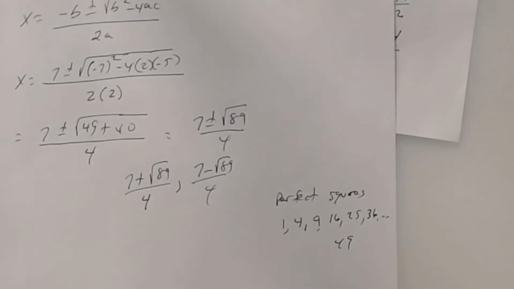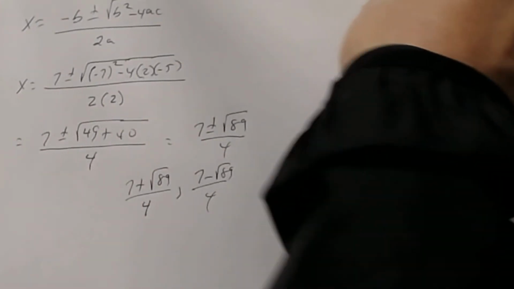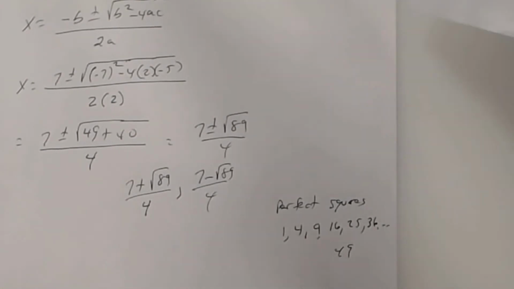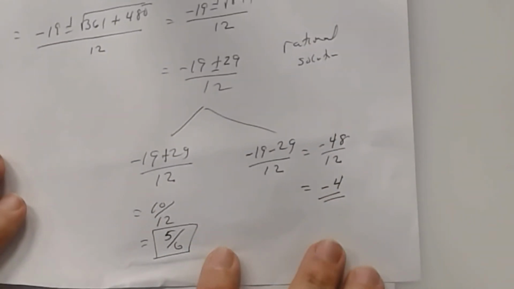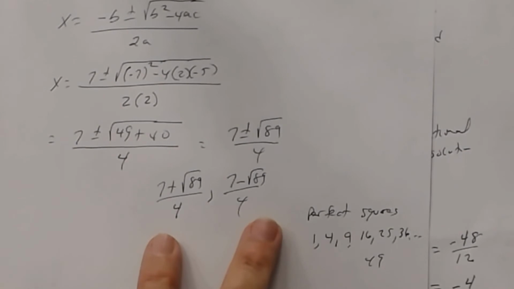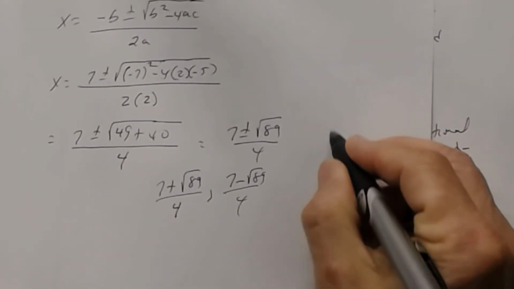Now in number one, my solutions were what kind of numbers? Rational, irrational? Rational. In number 2, my solutions are what kind of numbers? Irrational. So irrational solutions.